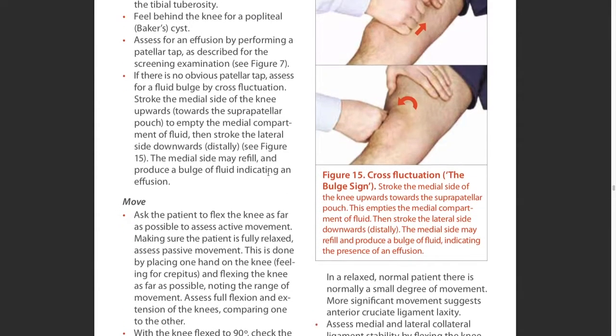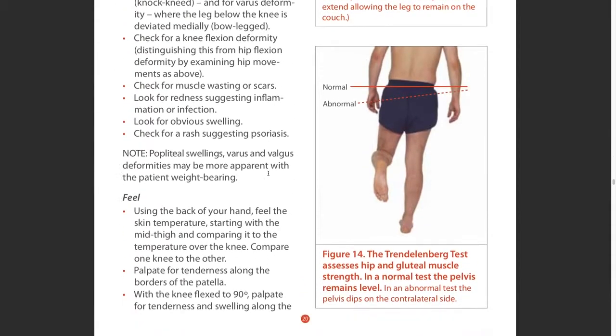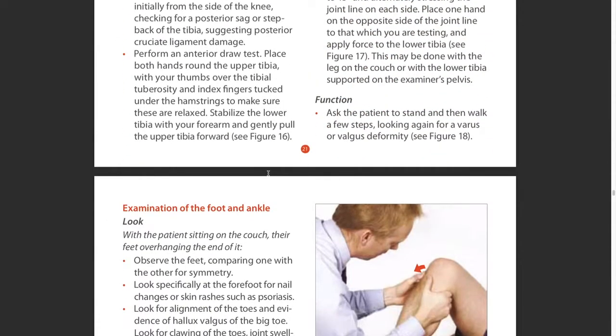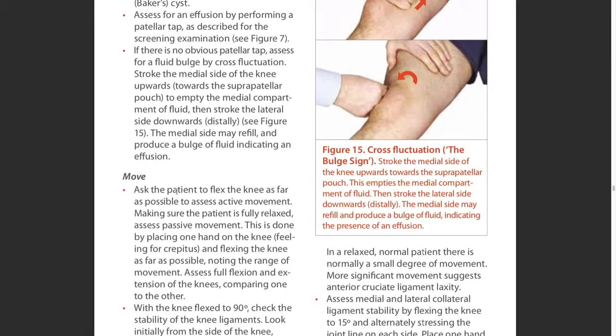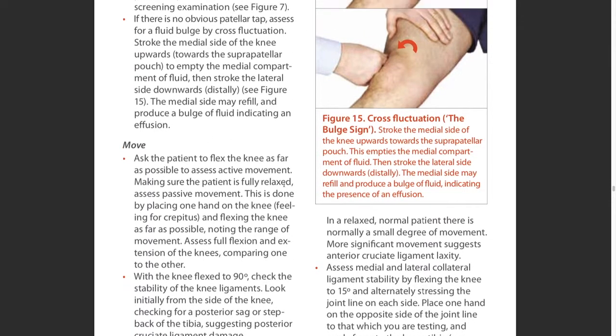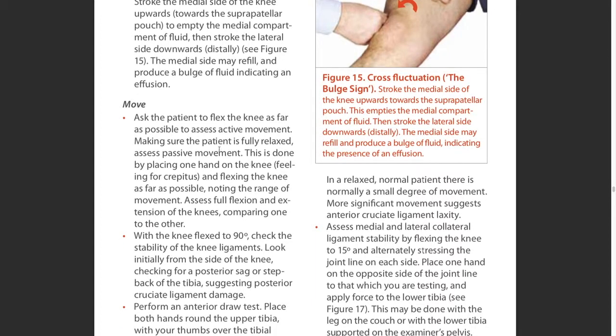Okay, that's a much better way. Alright, now we move on to move. So in move, you're not going to touch the patient first because you're going to assess active movement, which means the patient does the movements on his own using his own muscles. So just look from the side.